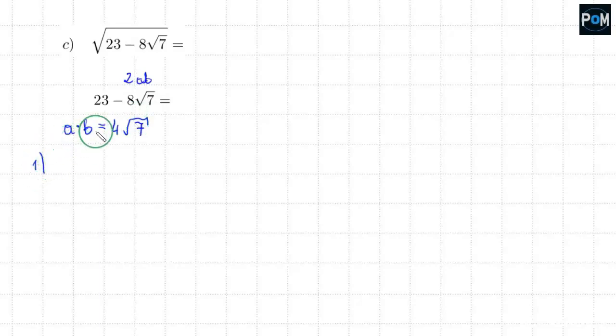The first possible option for a times b to equal this is that a equals 1 and b equals 4 times the square root of 7. From such a multiplication, I get this result. That is the first option.